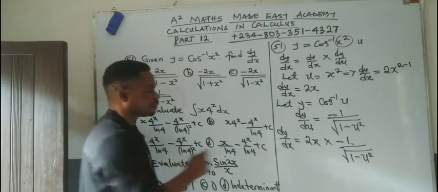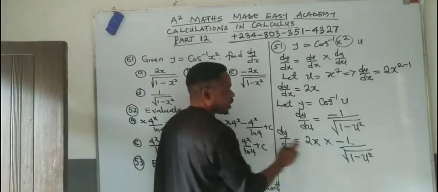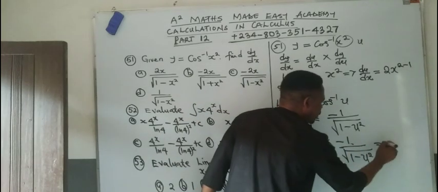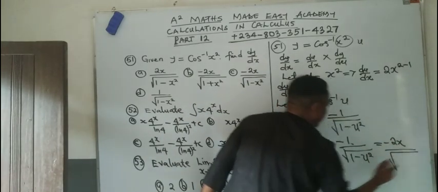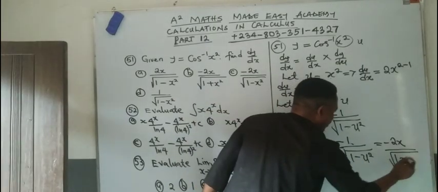Can we multiply now? The numerator will multiply the numerator. 2x times minus 1 will give us minus 2x. Then divided by the denominator. What is the denominator? 1 minus.